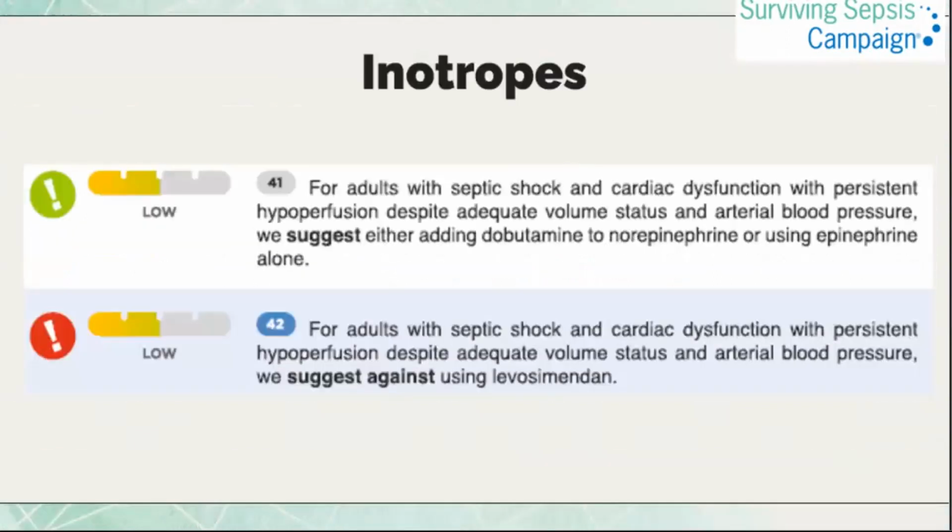For adults with septic shock and cardiac dysfunction with persistent hypoperfusion despite adequate volume status and arterial BP, we suggest either adding dobutamine to norepinephrine or using epinephrine alone. For adults with septic shock and cardiac dysfunction with persistent hypoperfusion despite adequate volume status and arterial BP, we suggest against using levosimendan.